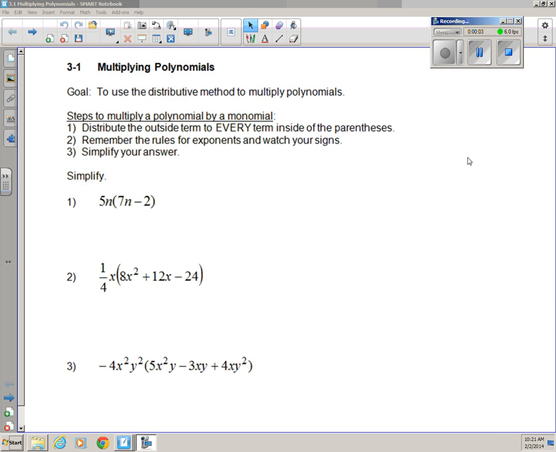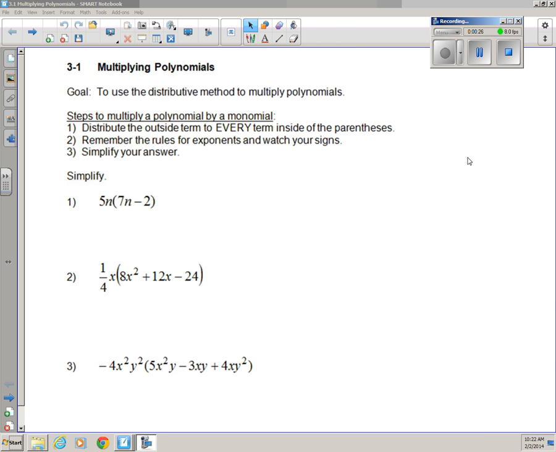Okay, so the lesson for today is multiplying polynomials. It's kind of a review of what we've done before, but we're going to expand this a little bit because we're getting into the quadratics unit. So when you multiply polynomials, just make sure that you distribute the outside term to every term inside the parentheses. Don't forget about the rules for exponents. Watch your signs and make sure that your answer is always completely simplified.